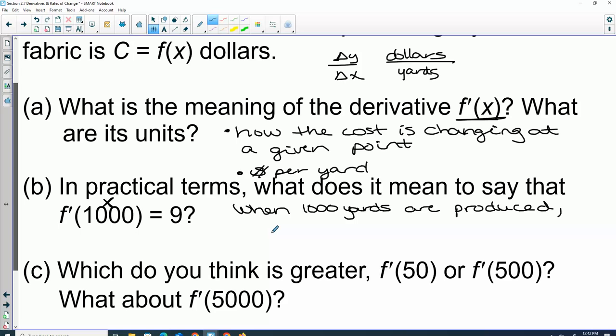are the costs going up or down? Up. And how do we know that? Positive. So the costs are rising. 9, and we already said our units would be dollars per yard. So what that means is if I make 1,000 yards of fabric and I want to make another yard, it would cost me an additional $9. It doesn't tell me what it's actually costing, just how that cost is changing.